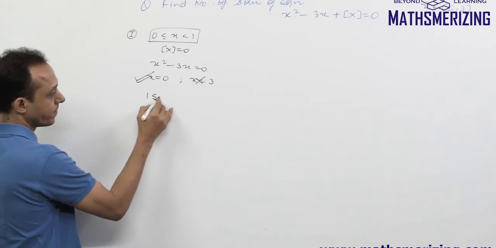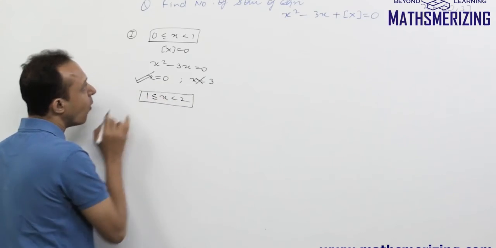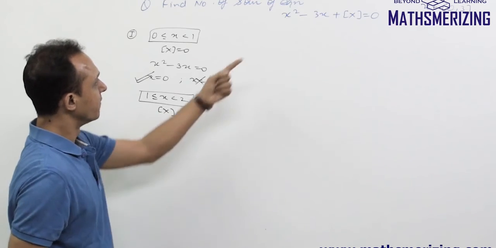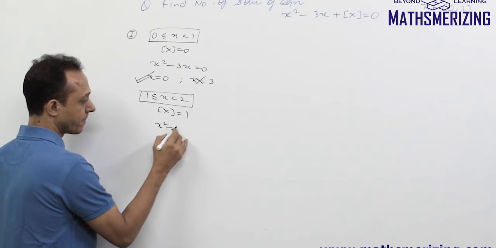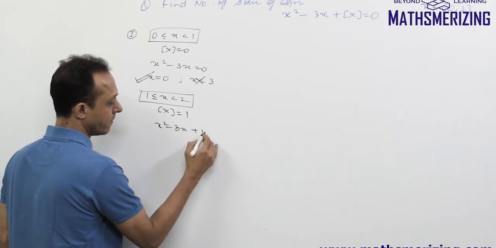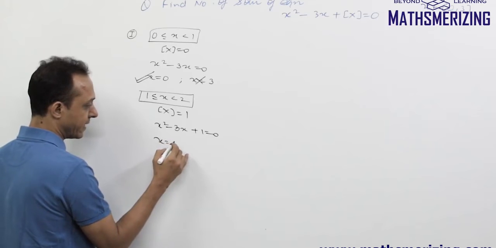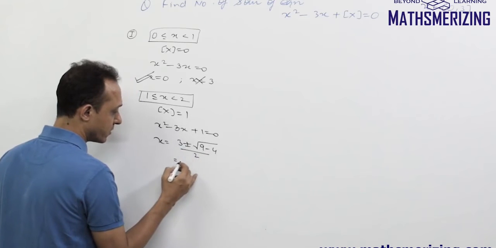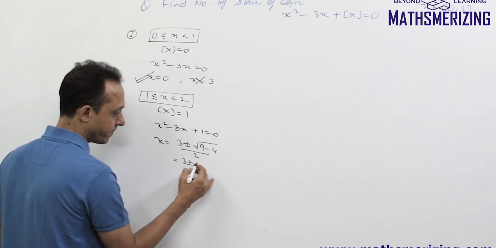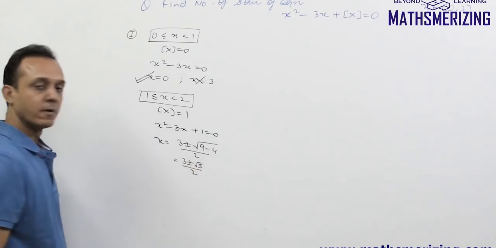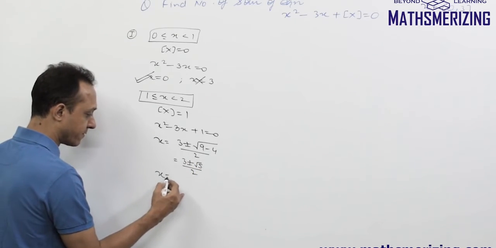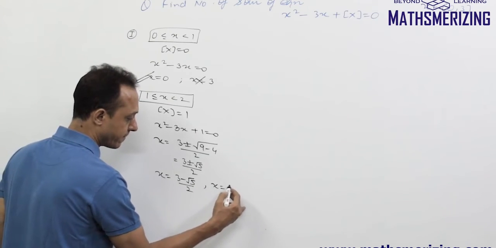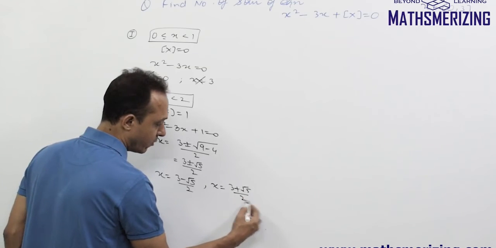Now second case, when the value of x lies between 1 and 2. When x lies between 1 and 2, the value of the greatest integer function is simply 1. So if I put this value, I'll get x² − 3x + 1 equals 0. So the value of x I'll get is (3 ± √(9 − 4))/2, so 3 ± √5 over 2. So x is either (3 − √5)/2 or (3 + √5)/2.